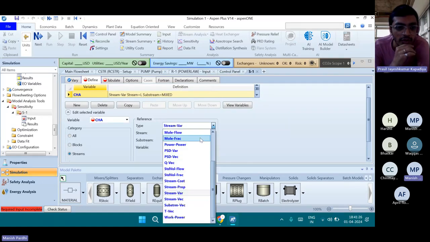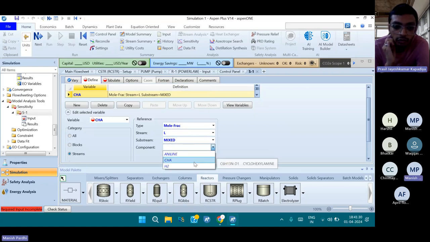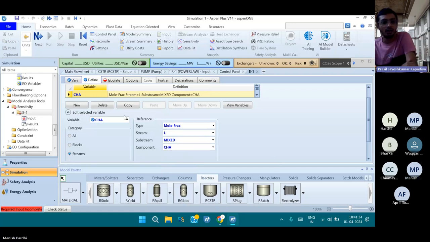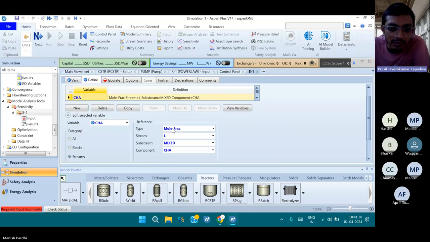Okay. Type only, because we already defined it. Yeah, now it's fine. Mole fraction of... yes, complete. Okay. Now go next. I suggest you change the variable name to something else, because there are two CHEs, so it will be confusing. Just give something else.